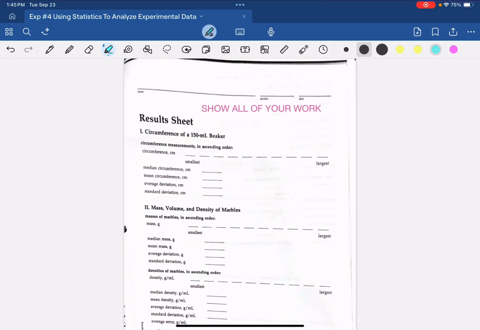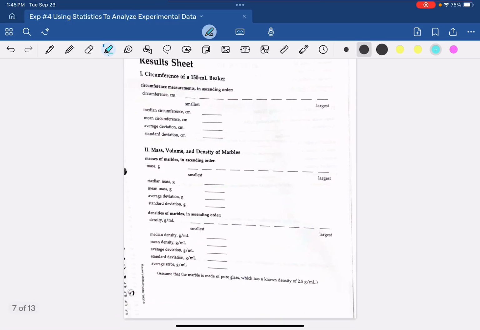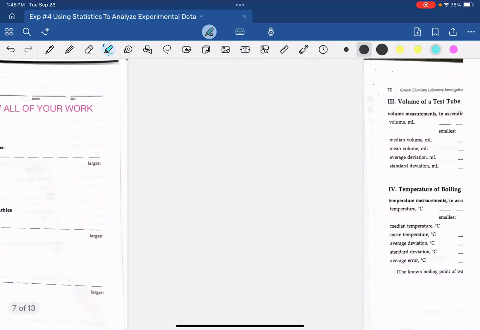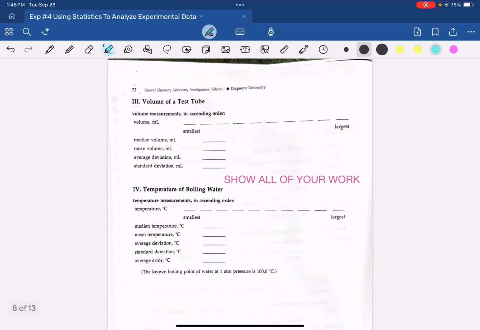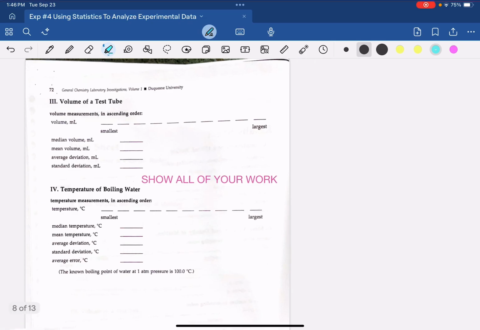Okay, here's your result sheet for the beaker and for the marbles. Show all of your work there. And finally, for the test tube and the boiling water measurements of the thermometers, show all of your work here. Again, I can't stress it enough. Show all of your work on separate paper so that it's easy to follow and easy to grade, because every single calculation is worth points.